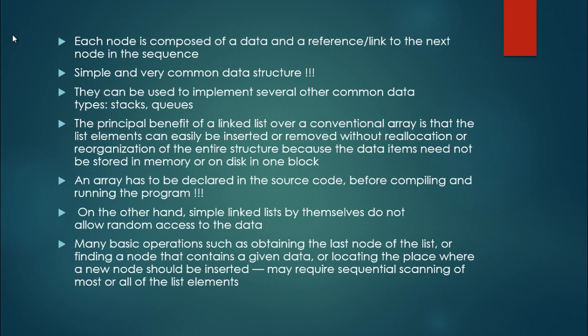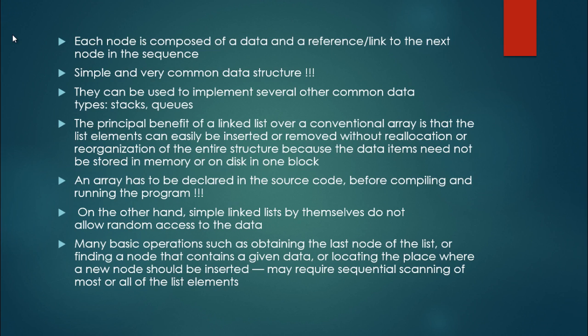It is a very simple and very common data structure, and it can be used to implement several other common data types such as stacks or queues. The principal benefit of a linked list over a conventional array is that the list elements can easily be inserted or removed without reallocation or reorganization of the entire structure, because the data items need not be stored in memory or on disk in one block. We are going to see a quick illustration concerning this problem.